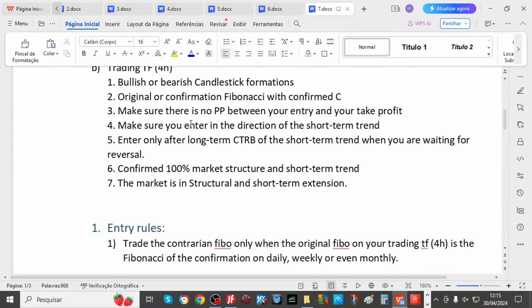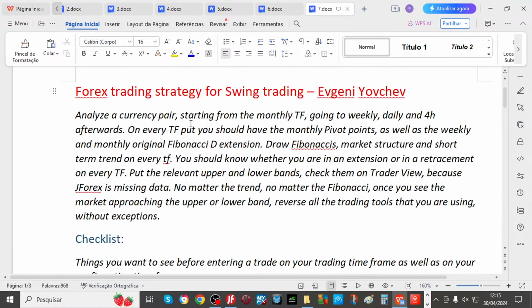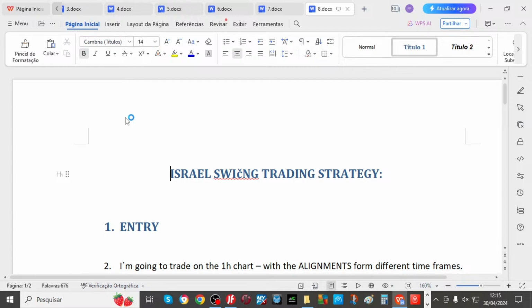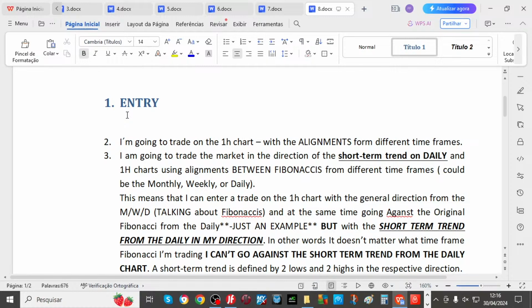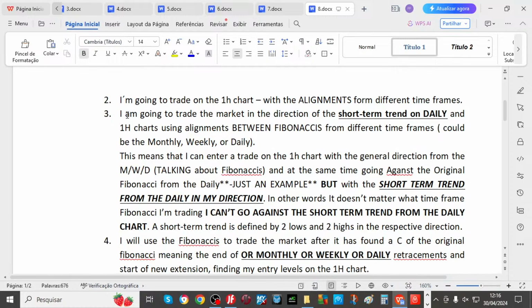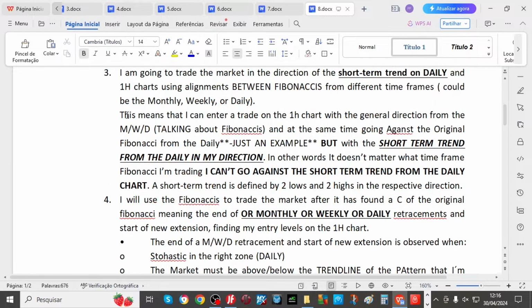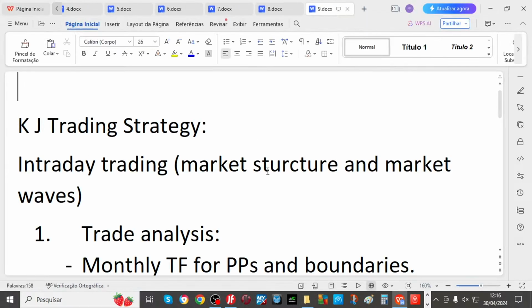Checklist, trading, entry rules. Analyze the currency pair starting from, this is analysis. Number 8, entry. I'm going to trade the market in the direction of the short-term trend. Alright. I can't go against the short-term trend from the daily. Alright.